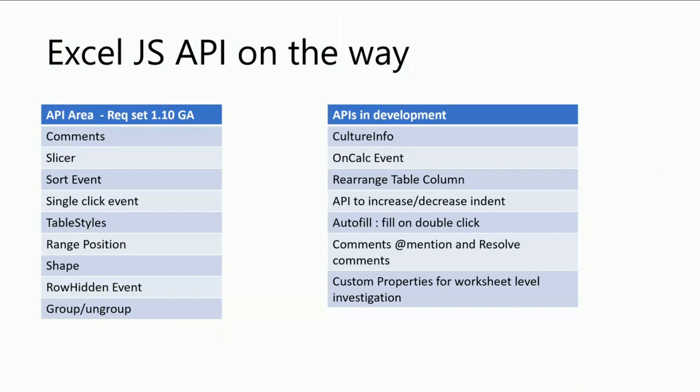And besides that, we are targeting the 1.1 GA, and about 150 APIs will be announced at this Ignite. Moreover, we are working on the development of APIs like cultural info, on-calc events, and rearrange table column. We will target to have a beta preview version at Ignite. Okay, that's all for today. Thank you very much.